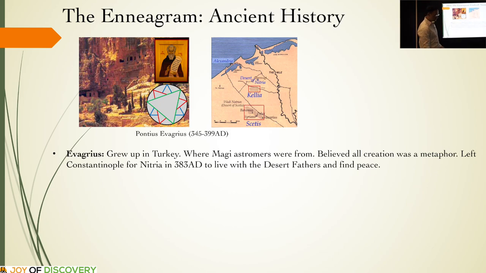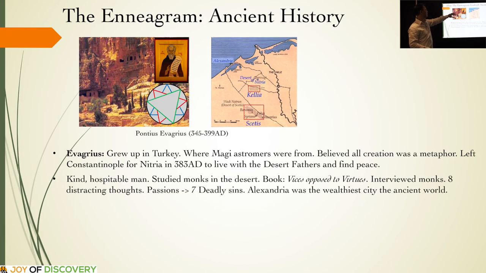This location was a short distance from Alexandria, which was the wealthiest city in the ancient world. Around this place, he was known as a kind, hospitable man. People would come to him and he would talk to them all night, and he would talk to them for days, the visitors who came to the hermitage. At the same time, because there was a lot of space in the desert, people had gone there to search for something different from the busy city life. And there were a lot of stars in the sky.